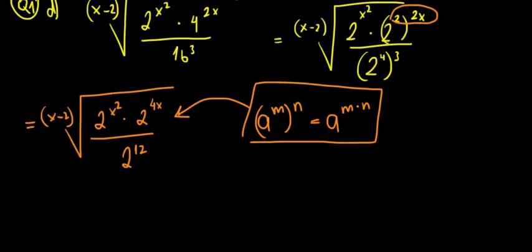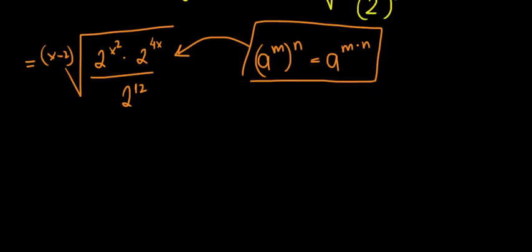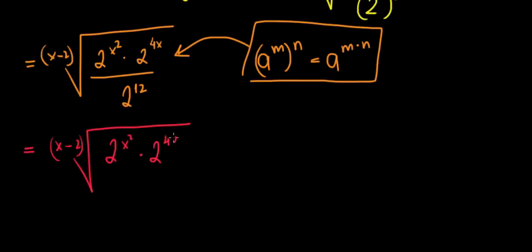So, after we wrote everything in the same power, what do we do next? Well, we can take one step further. We wrote everything with the same base of 2, but we have a multiplication and a division. So let's write everything just as a multiplication, so it's more neat. 2 to the power x squared times 2 to the power 4x times 2 to the power minus 12.